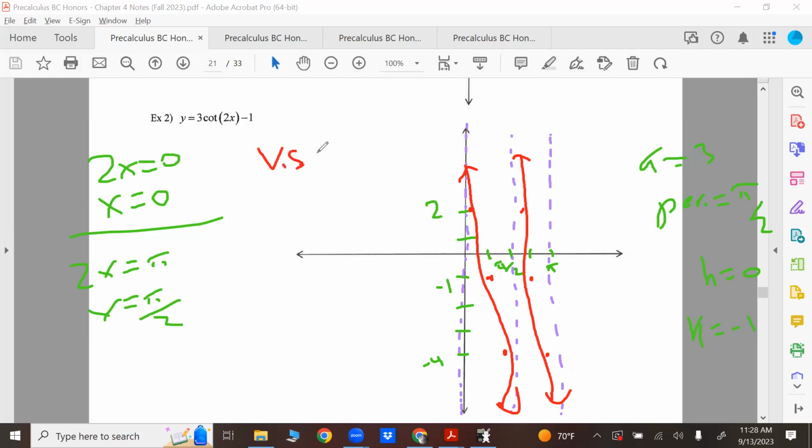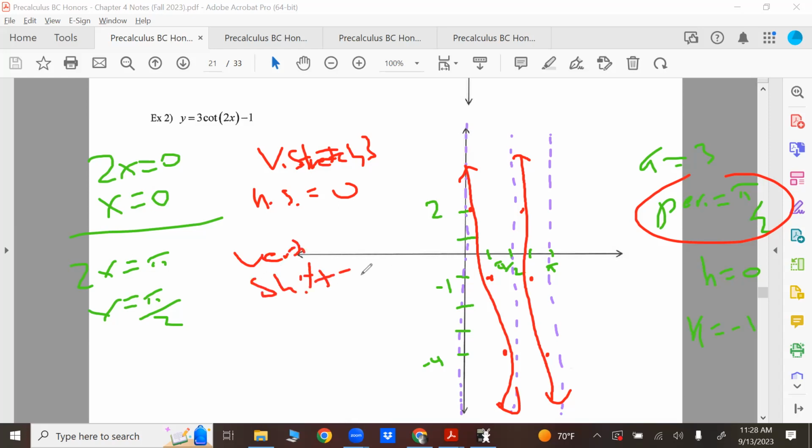Anyway, vertical stretch is 3. No horizontal shift. Period I got. And vertical shift. So vertical stretch, my bad. And vertical shift: down one. Yeah.